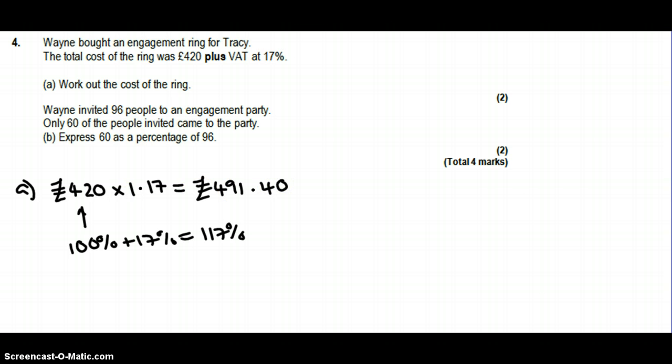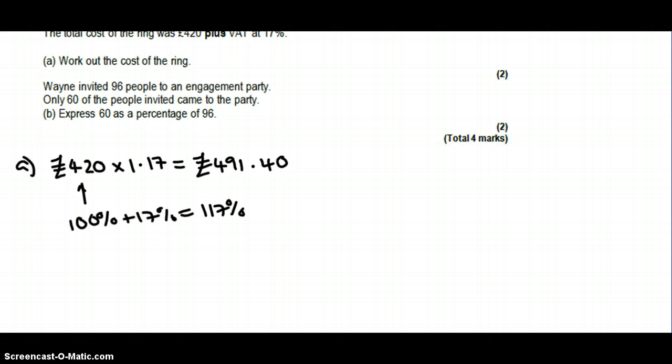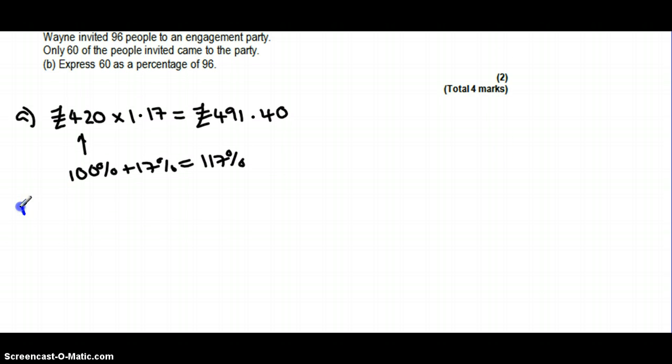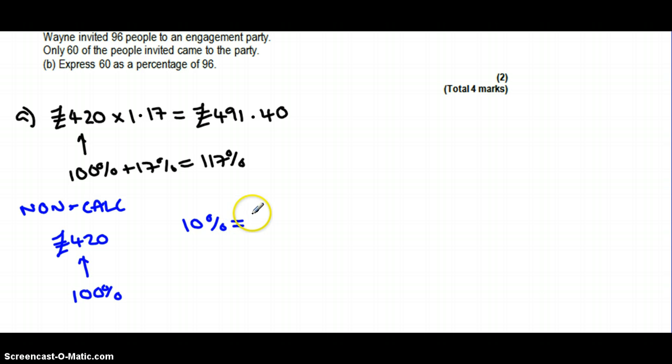Just as a quick aside, if you're looking at percentages in order to do a non-calculator paper such as Unit 2, then there's no reason why you can't attempt this question without using a calculator. For example, we know that that's our original 100%. So from that we can find a few component parts. So we can work out 10% by dividing 420 by 10, work out that 10% is £42.